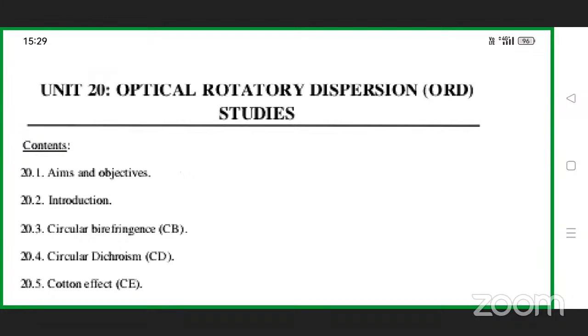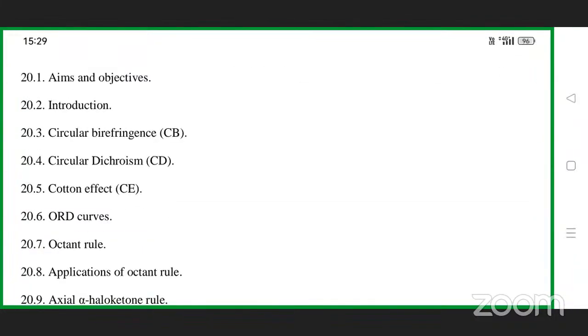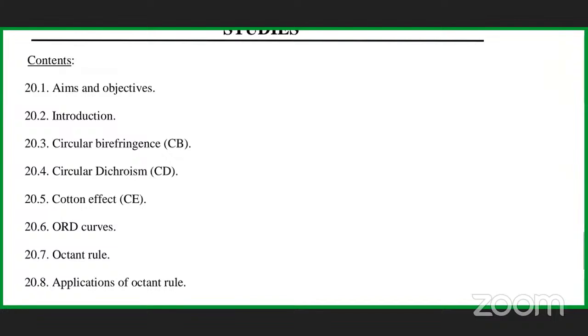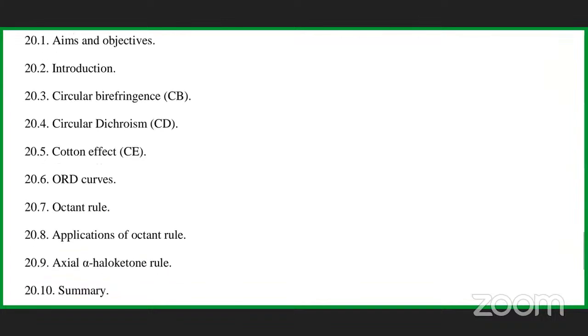Some terminologies are involved in this ORD spectra: ORD curves, the Octant rule, the Cotton effect, and circular dichroism. All these are important terminologies involved in the ORD.